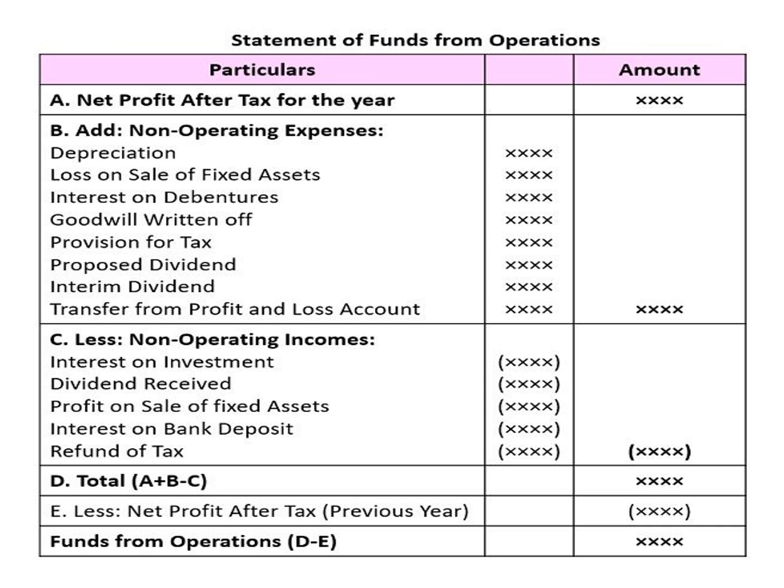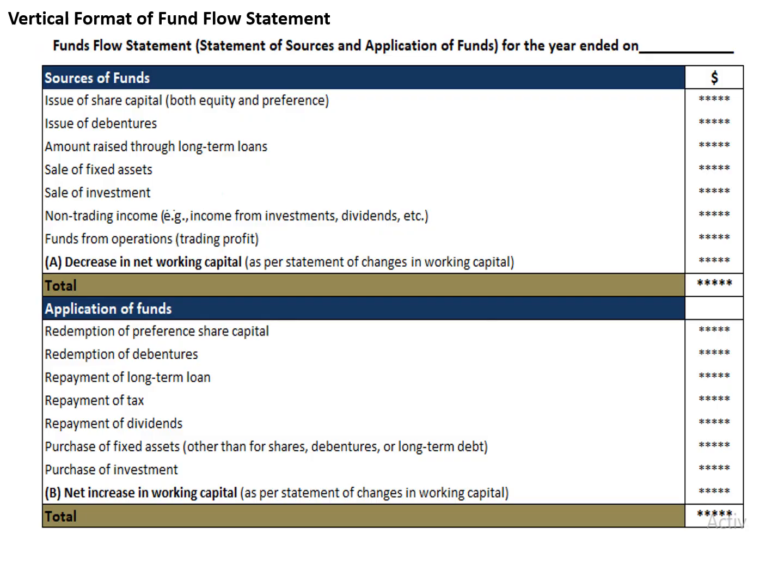Then we have to deduct non-operating incomes, that is interest on investment, dividend received, profit on sale of fixed assets, interest on bank deposits, refund of tax. So these are the non-operating incomes. We have to deduct them from the above amount. Then we have to take down all those amounts, add or deduct. Then we will be getting the net profit after tax. So from this amount, we are going to show fund from operation.